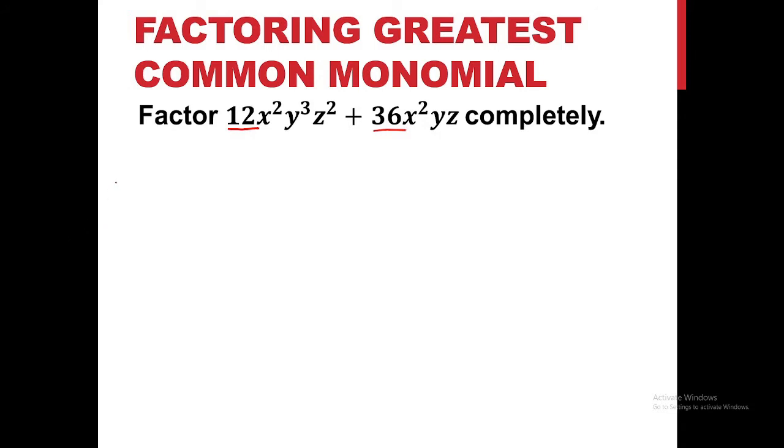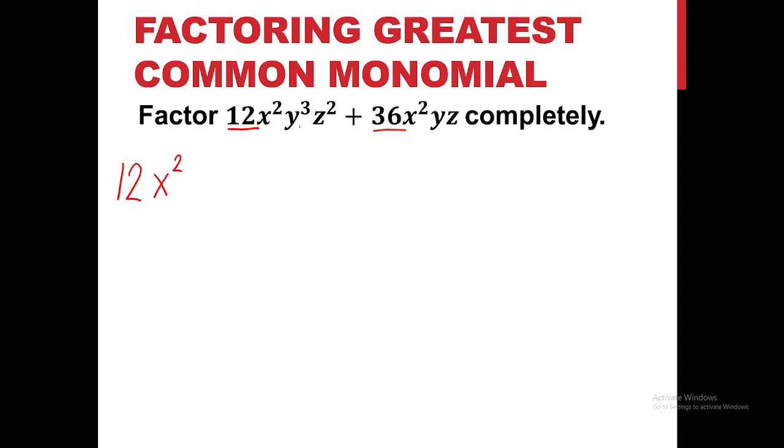What's the GCF between 12 and 36? You write 12 there. Okay, let's have the variables now. Variable x squared and x squared. What are you going to write? X squared, sir. That's correct.